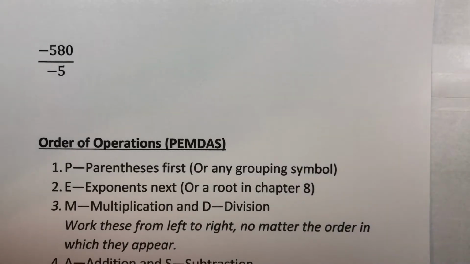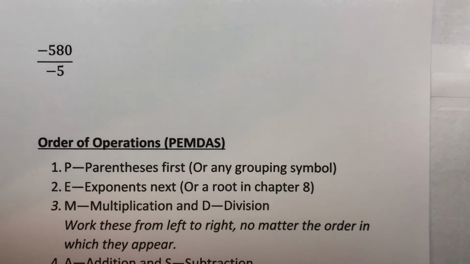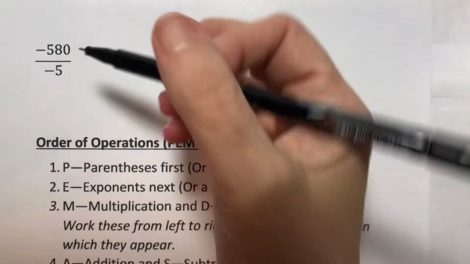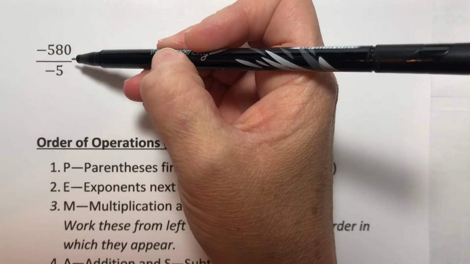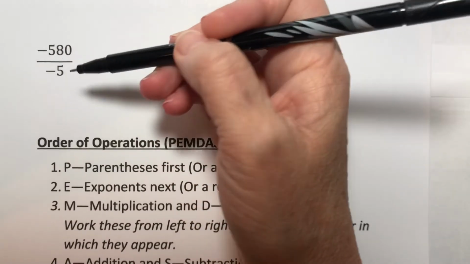This is the signed number review. This is part 5. We have one more problem for division, and then we'll start talking about order of operations in more detail. One last division problem, negative 580 divided by a negative 5.